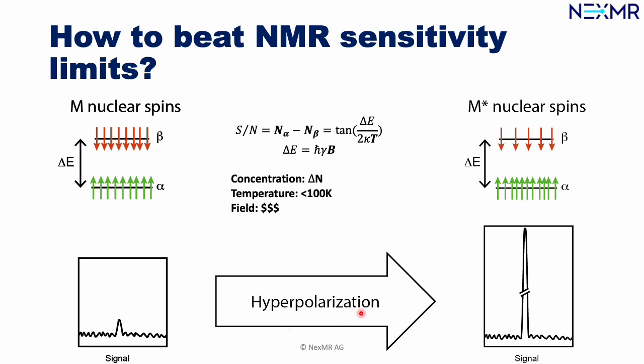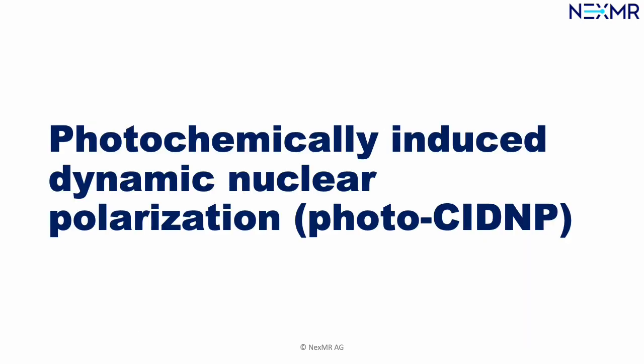We use hyperpolarization methods, as I mentioned, and we are then able to artificially manipulate the spin states, keeping the same delta E and keeping the same thermal energy. And we then are able to obtain a much, much higher signal to noise. And by doing so, we are then able to measure low concentrations much, much faster than what we would be able to otherwise.